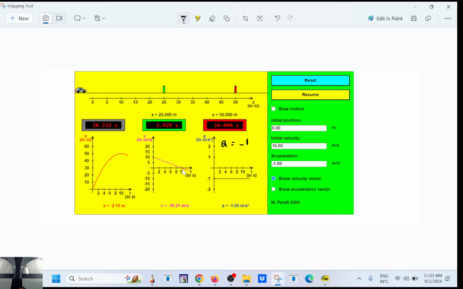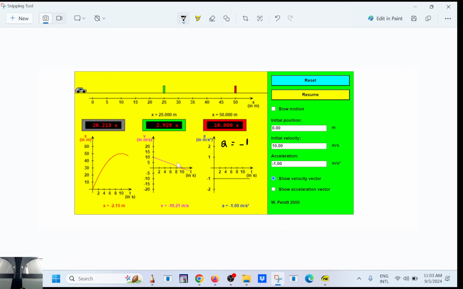And look at the magnitude now. Is the magnitude increasing or decreasing after t equals 10? So it's going to increase again in magnitude, except it's negative. So what's happening? The car is slowing down, slowing down, slowing down. Stop, reverse, and speed up again. Because the force is to the left. Okay? So we'll talk about that.